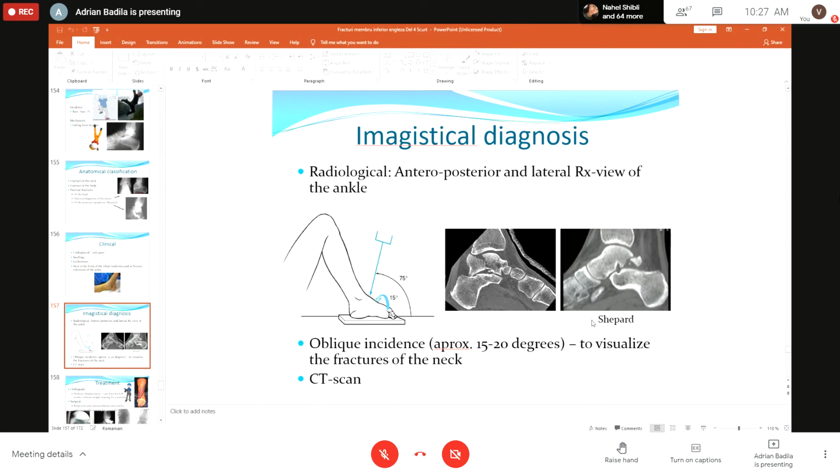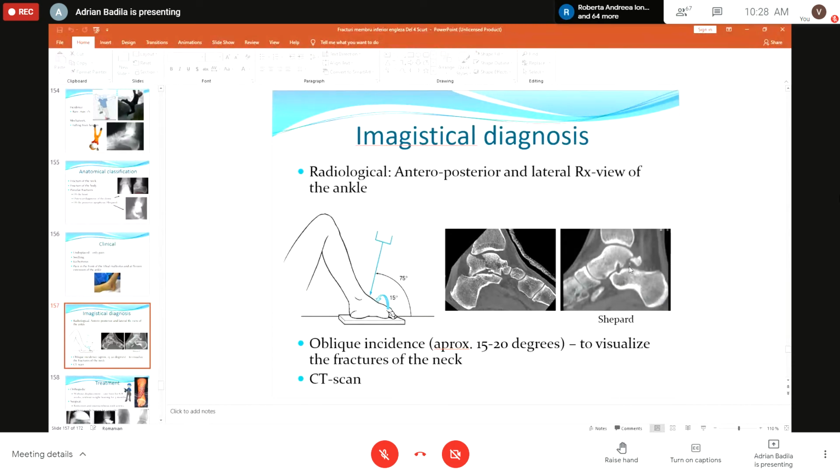Of course, the CT scan is very useful in these cases. The image in the middle represents a comminuted, displaced fracture of the body of the talus. This is the head. Here we have the neck, and here is the body with this fracture. Below we have the calcaneum, and above it's the tibial pylon.